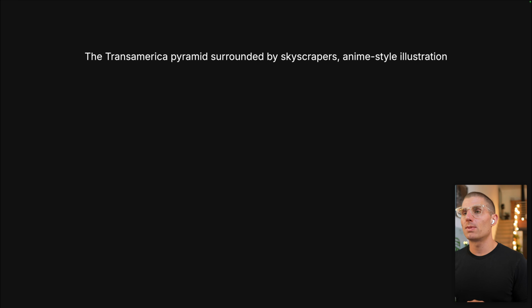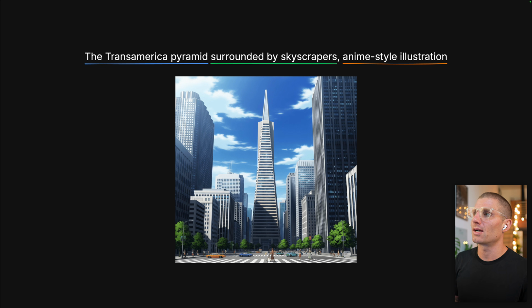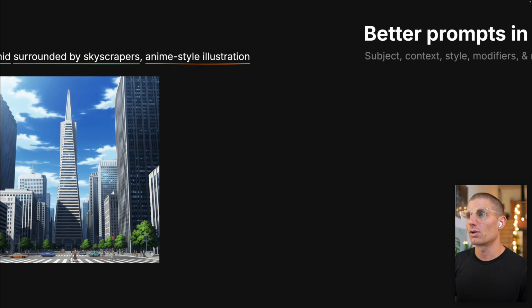So carrying this over, what's another example? The Transamerica Pyramid, surrounded by skyscrapers, anime style illustration. This is a pretty good output if you're an anime nerd. Not saying I am. Don't get the wrong opinion, but this is actually a pretty good illustration. If you've ever watched anime, this might look pretty accurate. What are we doing? Subject, the Transamerica Pyramid. Context, surrounded by skyscrapers. Style, anime style illustration. Produces good results.